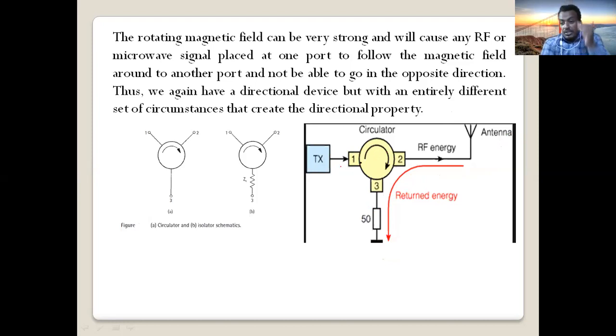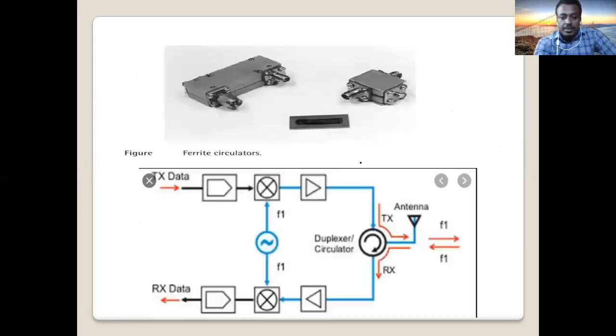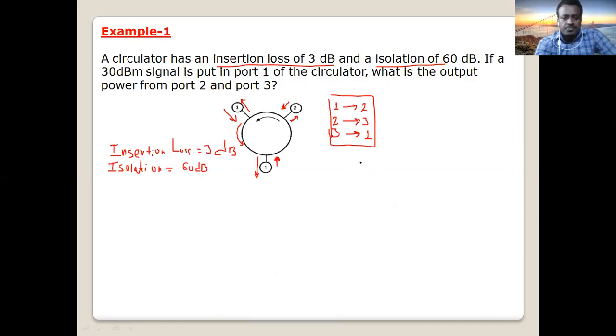That's what we call isolation. Okay? So the higher isolation the circulator has, the better quality it has. The higher the isolation, the better. So let's take an example of this.